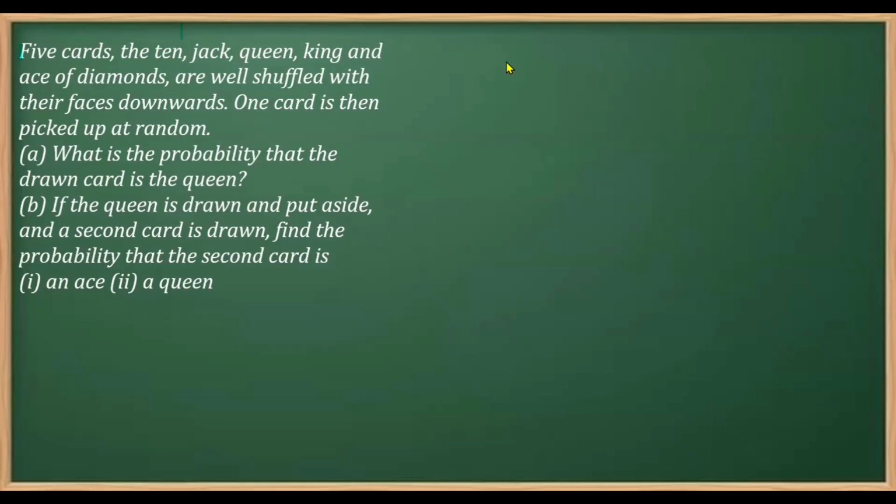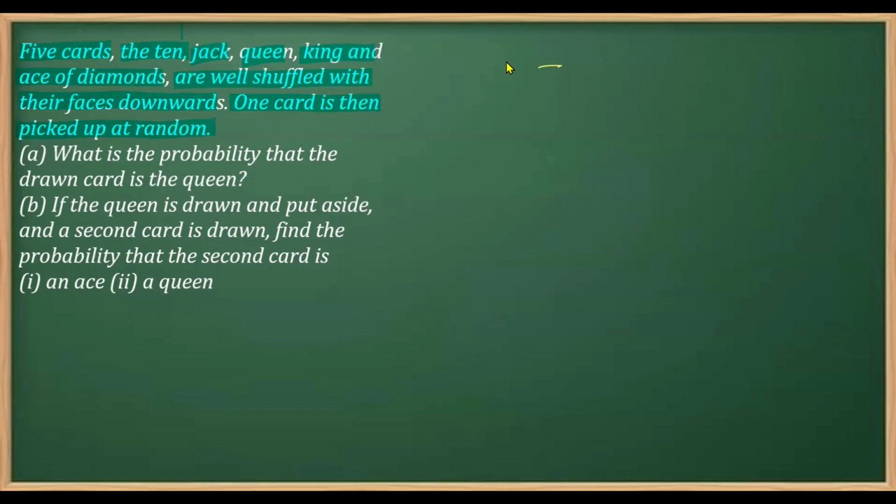Yeah, that's the next question. It says five cards, the 10, Jack, Queen, King, and Ace of Diamonds are well shuffled with their face down. So one card is picked at random. So what are these cards we have?